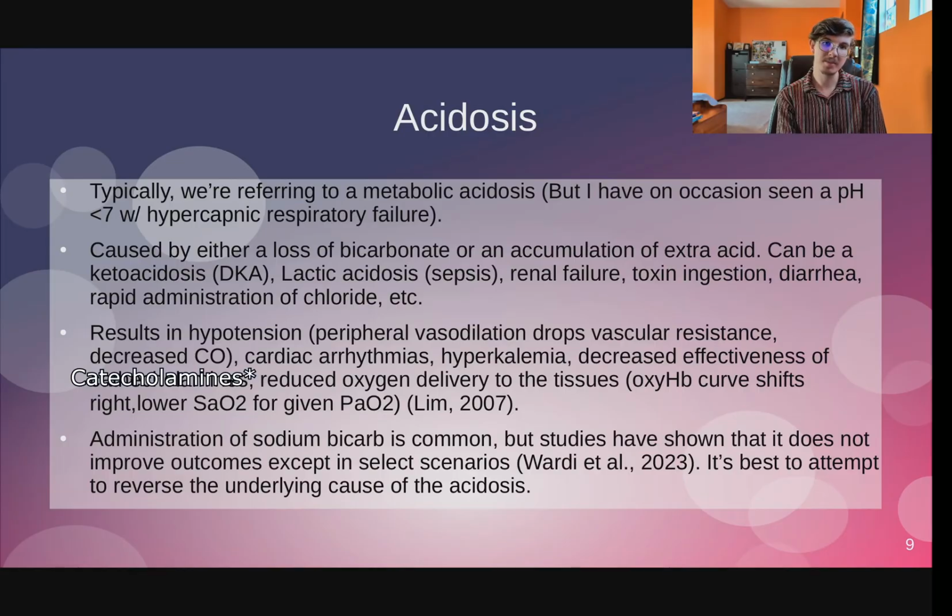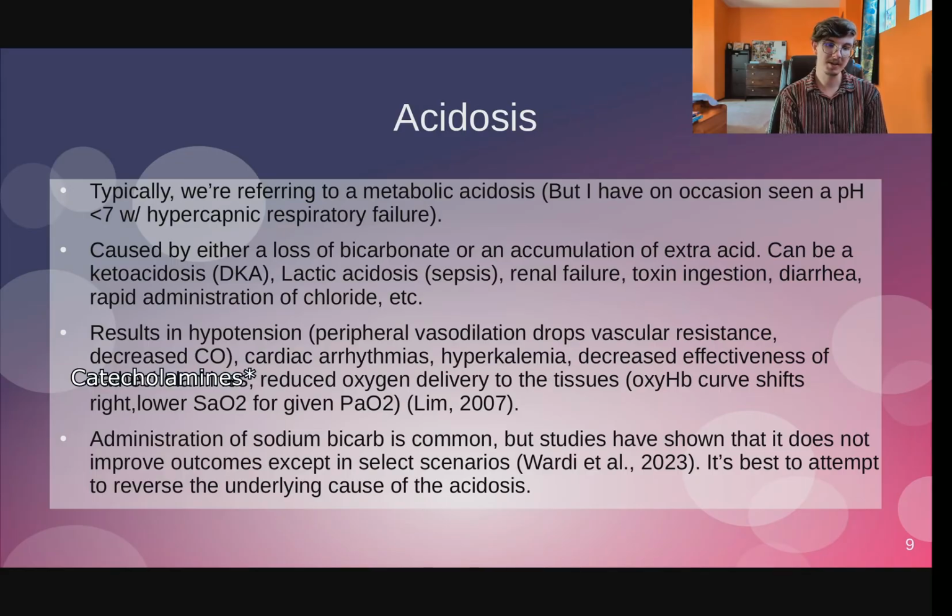So what's the mechanism here? This results in hypotension. Peripheral vasodilation drops vascular resistance, and acidosis also decreases cardiac output. It also causes cardiac arrhythmias, hyperkalemia, which is going to cause more cardiac arrhythmias, as we already talked about, decreased effectiveness of catecholamines, so your pressors aren't going to work very well, and reduced oxygen delivery to the tissues. Your oxyhemoglobin curve shifts to the right, so you're getting a lower saturation of oxygen for a given partial pressure of oxygen, and the total oxygen content is a lot lower.